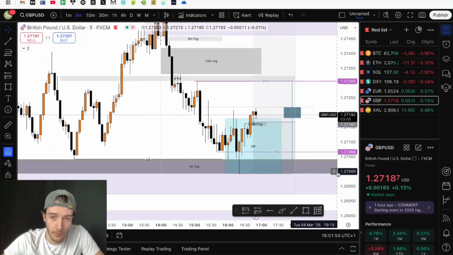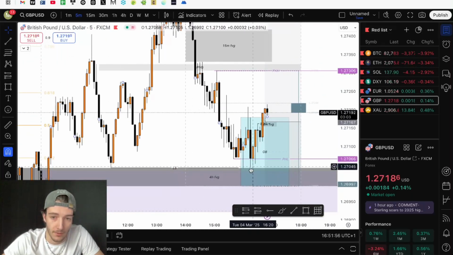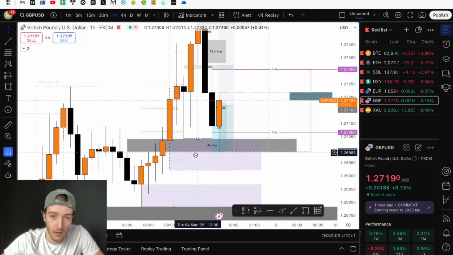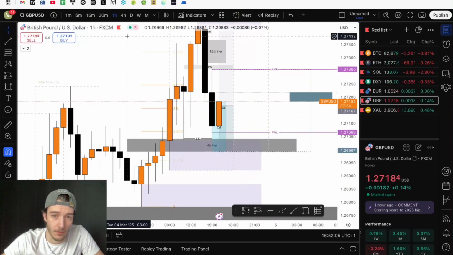We have a bunch of confluences. We have this 4-hour fair gap here. We tapped into it, long wicks out of it. Liquidity sweep. Our 1-hour candle looks bullish here. Very nice so far.